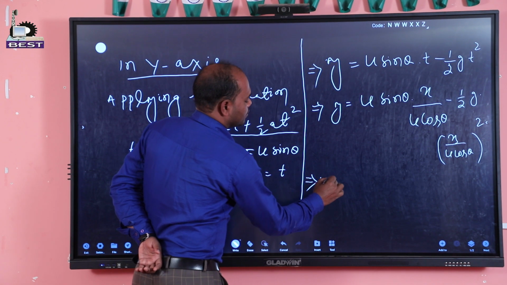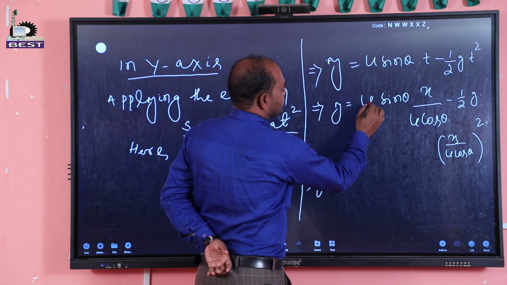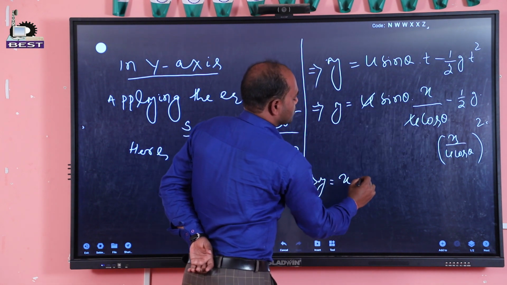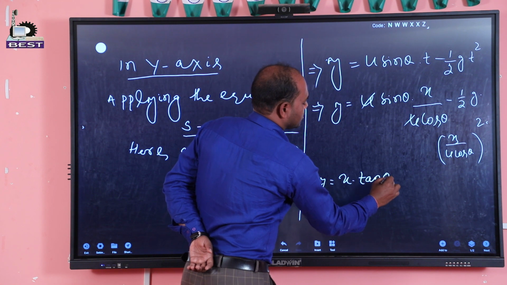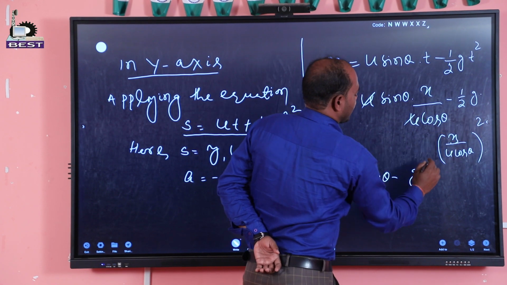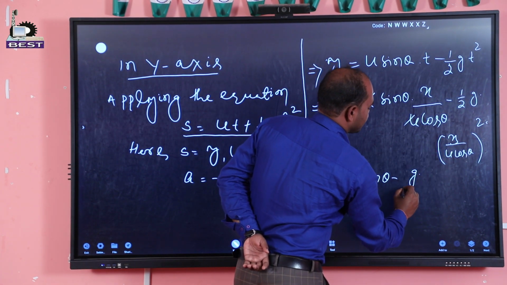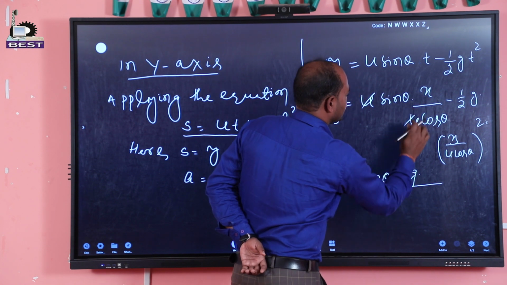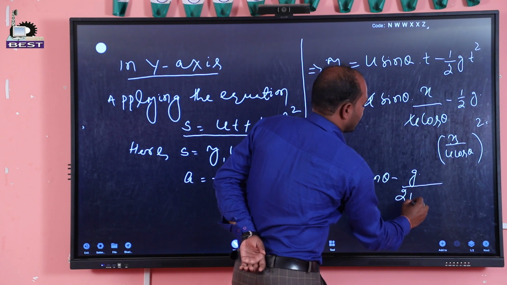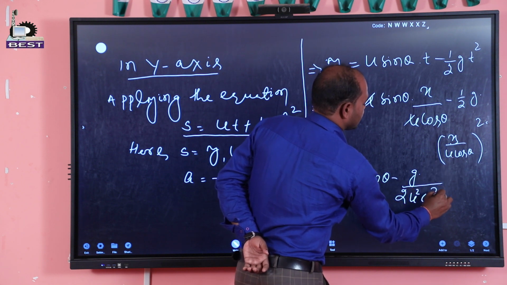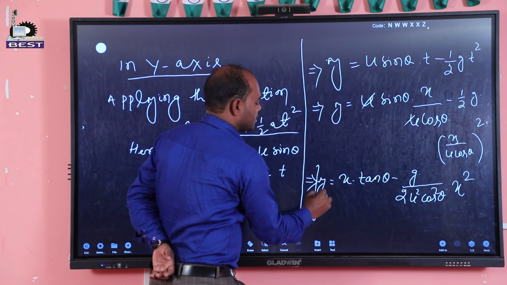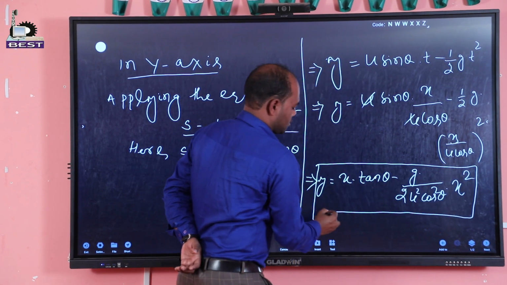That implies y equal to, u cancels, so x sin theta divided by cos theta is tan theta, minus g x square divided by u square cos square theta, that is g divided by 2 u square cos square theta into x square. This is the equation of trajectory. Clear?